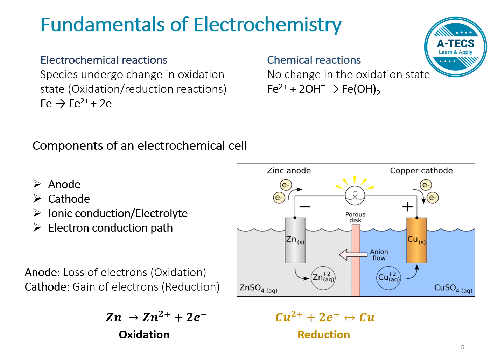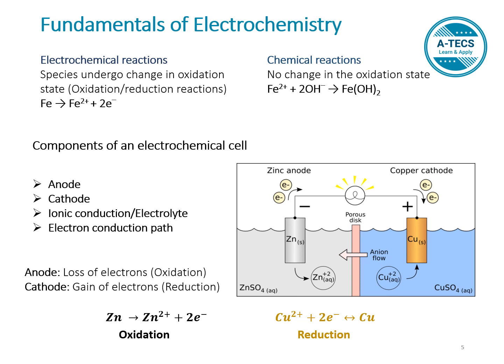Similarly, during the process of iron oxidation to iron 2 plus, electrons are being generated. Those electrons need to travel through a conductive path towards the cathode, where those electrons will be consumed by a reduction reaction.